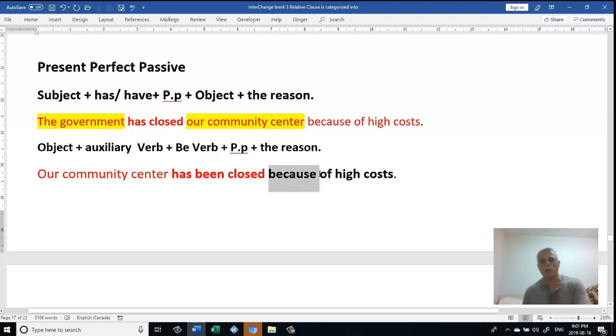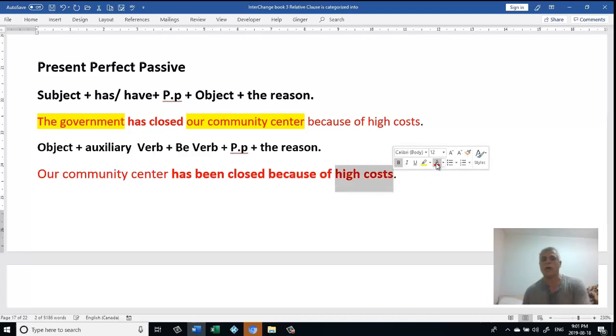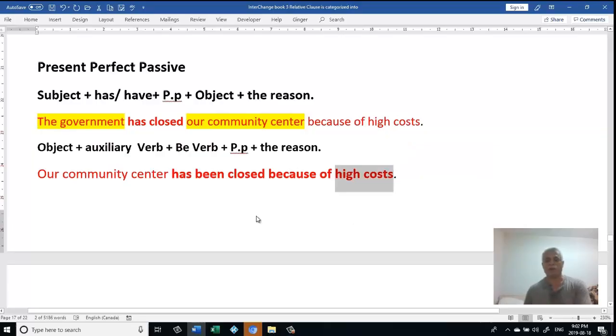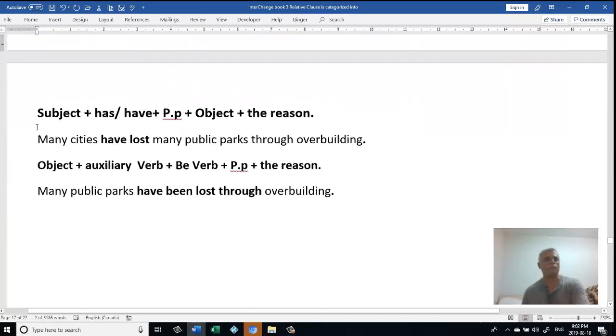If we look here, whenever we have because of, then it is followed by a phrase. Exactly the same thing with due to, despite. But for example, if we have because or since, then we have to follow it by a clause. We know clause because the sentence has to have subject and verb. Phrases could be any group of words. Okay, let's continue. Subject, has or have, past participle, then object, then the reason.